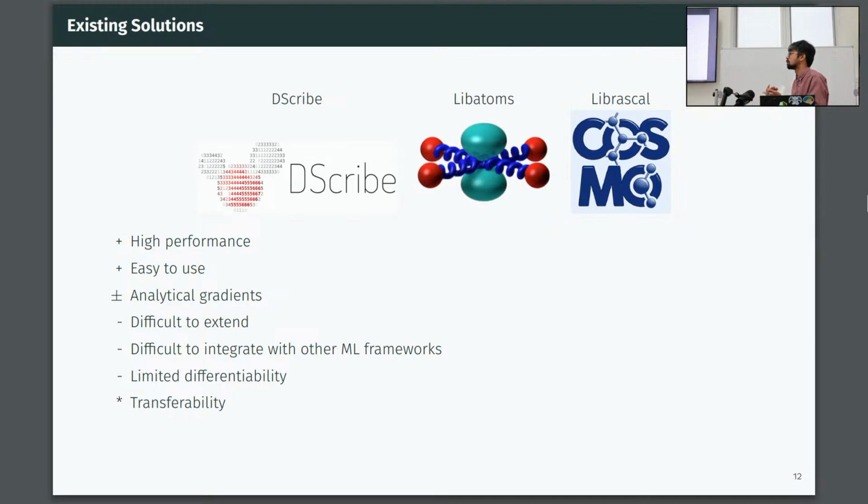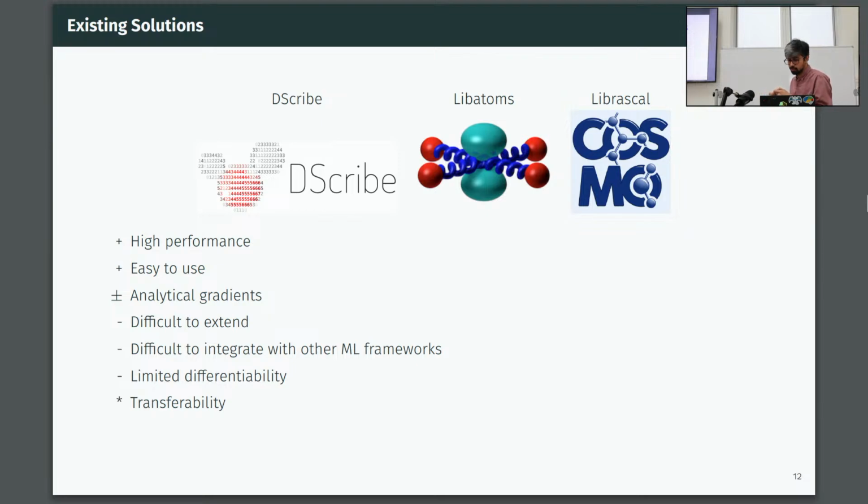Third is limited differentiability. Most of these have few parameters that you want to optimize, and the only way to optimize them is something such as a grid-based search, et cetera, or some sort of Bayesian search, because there is no way you can take derivatives against those parameters. If you want to do that, you have to do it by pen and paper and then implement it yourself.